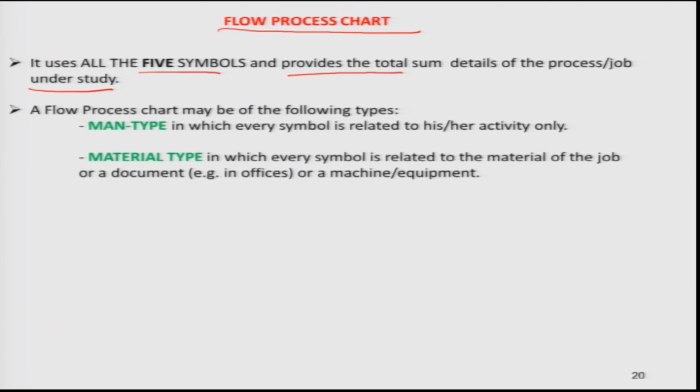A flow process chart may be of the following types: man type, material type, and machine type. And there is another type, the hybrid type. You can say man and machine type, man and material type. Okay, so I will explain some of them.